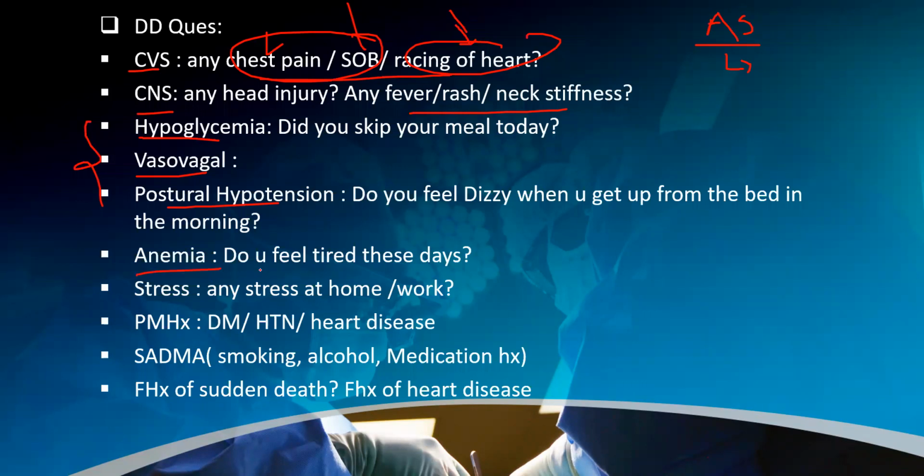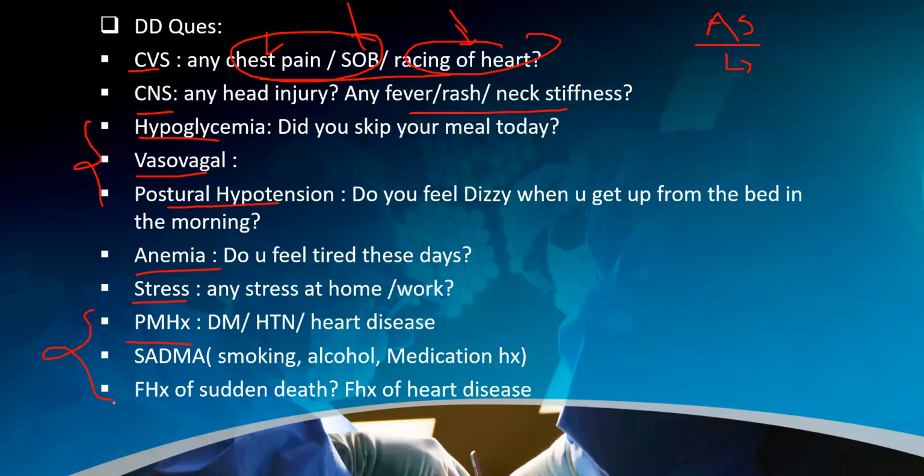After that, you have anemia, one of your differential diagnoses. So you can just ask, do you feel tired or fatigued these days? Or has anyone told you that you look really pale these days? Stress: who do you live with at home? Are you a happy family? Is there any stress at your home or at your work? And then lastly, finish with past medical history, SADMA, and family history.